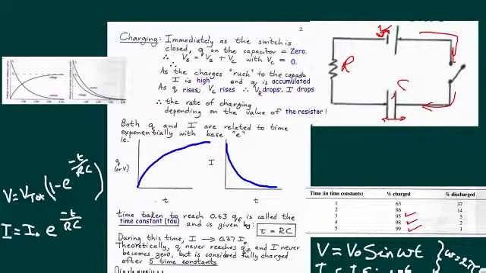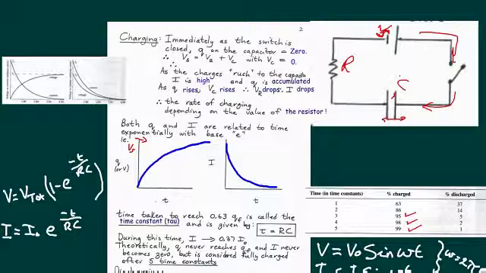Okay. Charge builds up on the capacitor exponentially. So over a period of time, it becomes asymptotic with a maximum value of the supply voltage of the battery. Similarly, the amount of current flowing decreases exponentially.